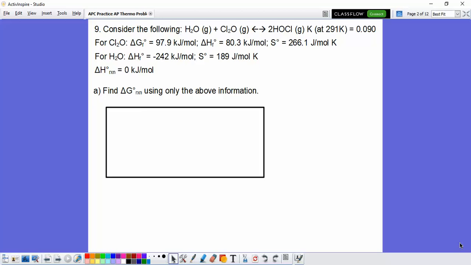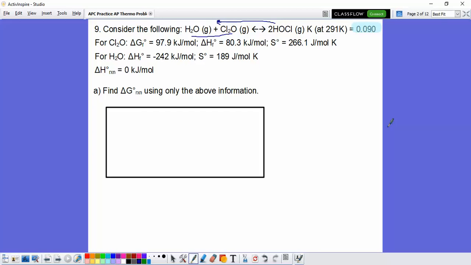Now, the one thing that I want to point out is, since the K is less than 1, that means that the reaction is driving back towards the left, that the reactant side is favored, and that we can also predict that the delta G will be positive.